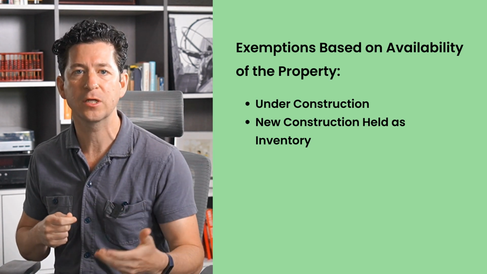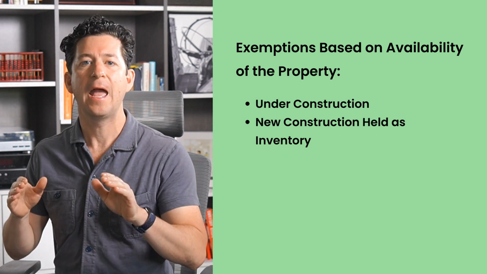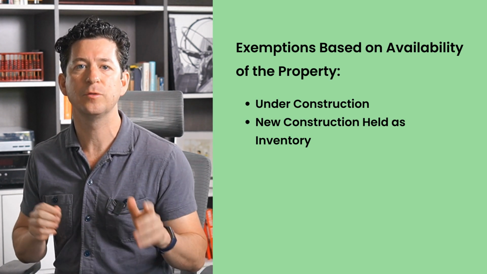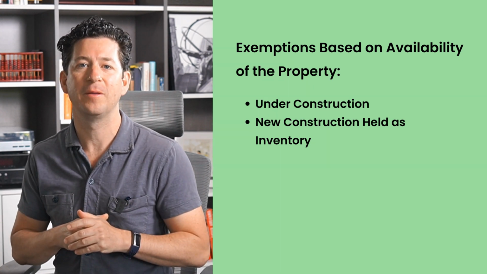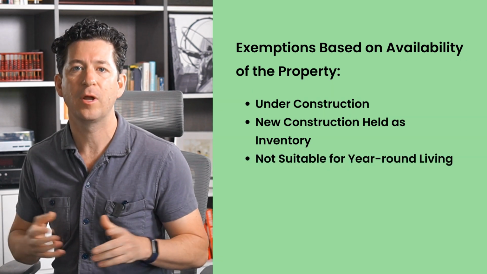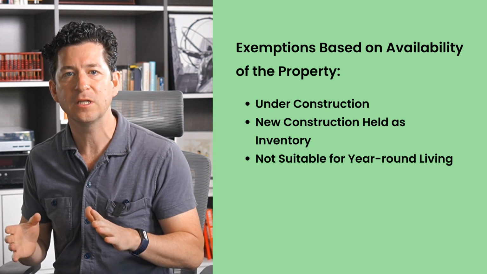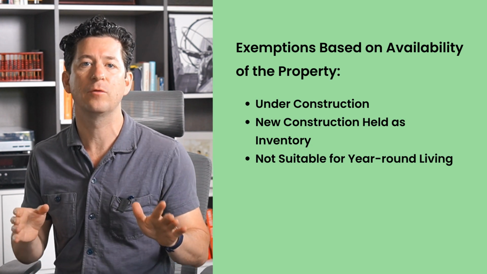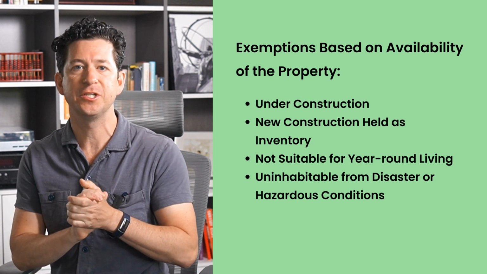Properties that were constructed and substantially completed between January 1st and March 31st, and the property is up for sale to the public during the year, and the property was never occupied by the individual as a place of residence during the year. Not suitable for year-round living: properties that are not suitable to be lived in year-round or are seasonally inaccessible due to lack of year-round public road access. Uninhabitable from disaster or hazardous conditions.